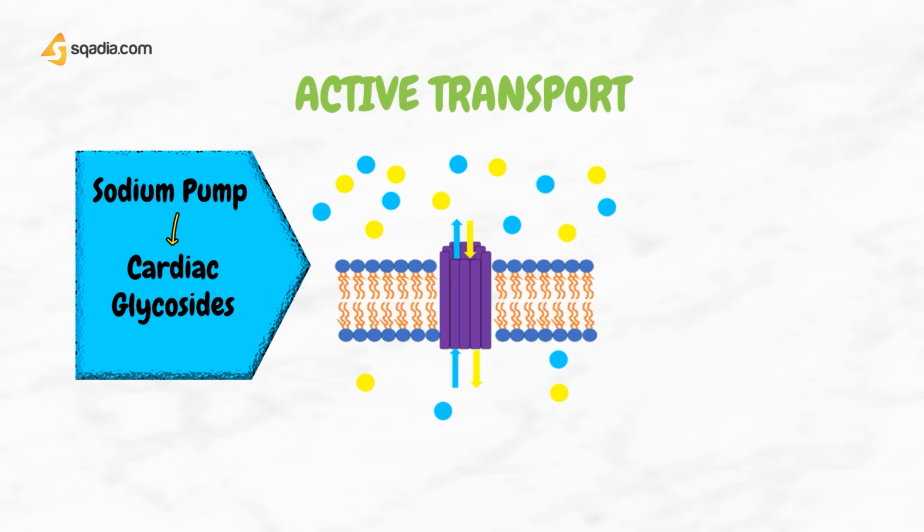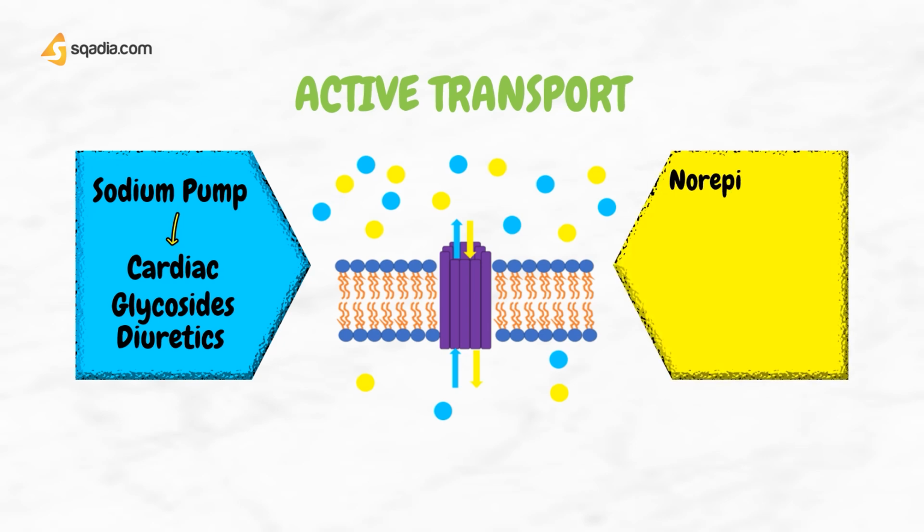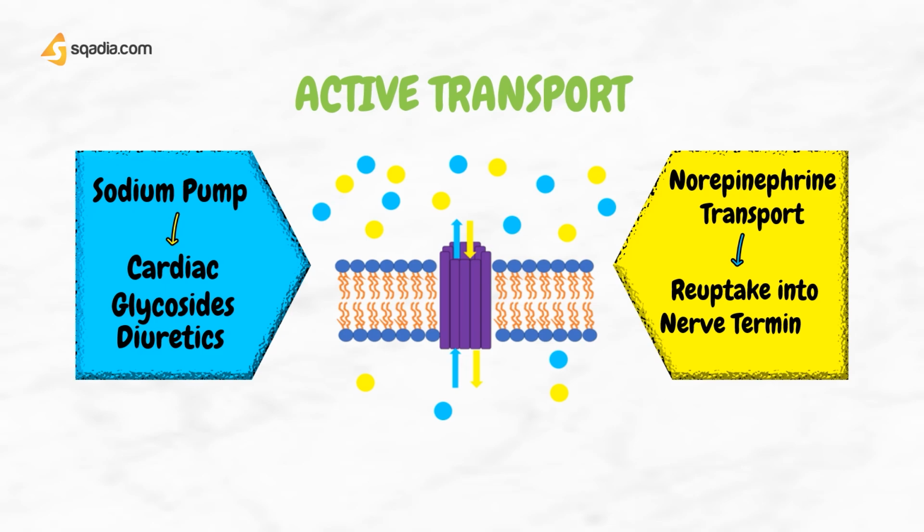The cardiac glycosides act by inhibiting the sodium or potassium ATPase. Sodium and chloride transport processes in the kidney are inhibited by some diuretics. The second example is norepinephrine transport. The tricyclic antidepressants prolong the action of norepinephrine by blocking its reuptake into central nerve terminals.